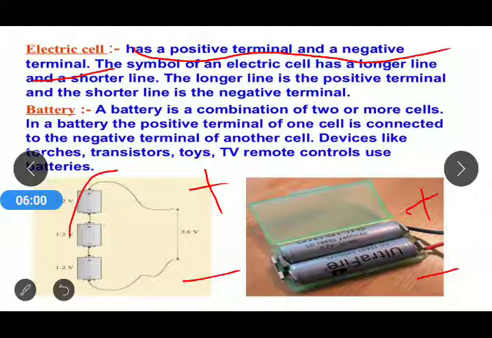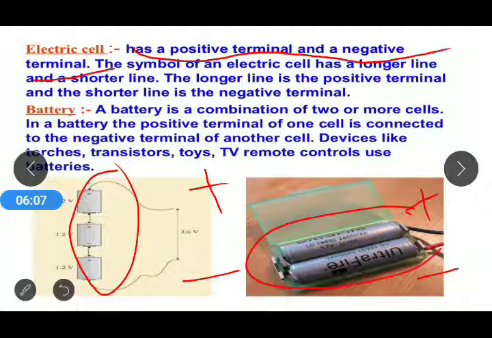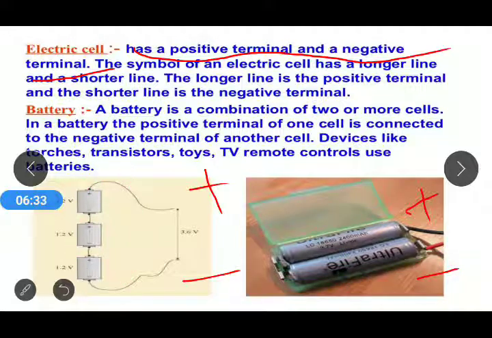In that first picture, that is the combination of three cells, whereas there is another picture I showed you, that is the combination of two cells. In both, either in a cell or in a battery, we have a positive and negative terminal free. In between them maybe two or more cells are connected to each other, but there is one positive terminal and one negative terminal.